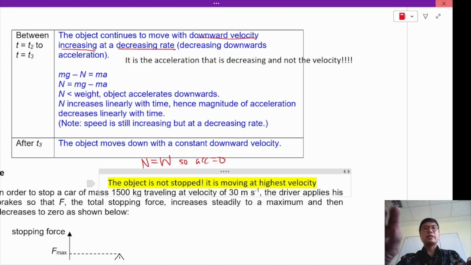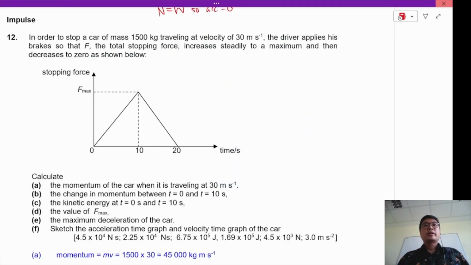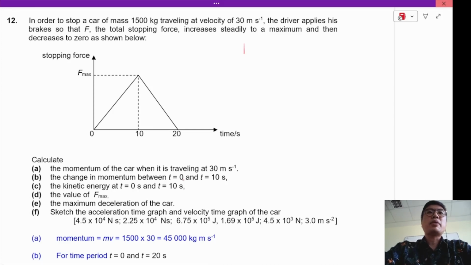Okay, so that is question 11. Let's talk about question 12. Now there's a car of mass 1500 kilograms traveling at 30 meters per second, and the driver applies the brakes so that the braking force increases to a maximum and then decreases to 0 as shown.